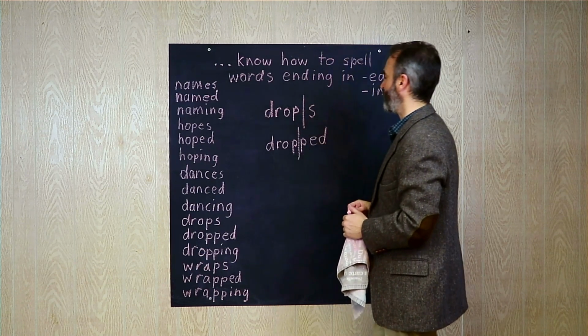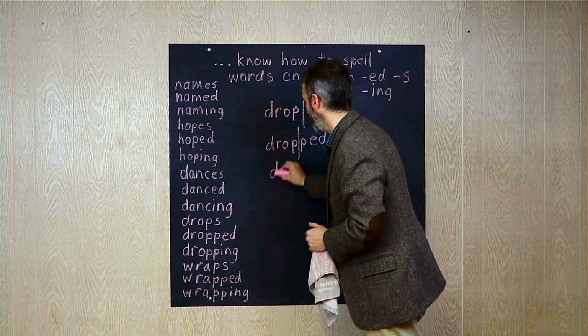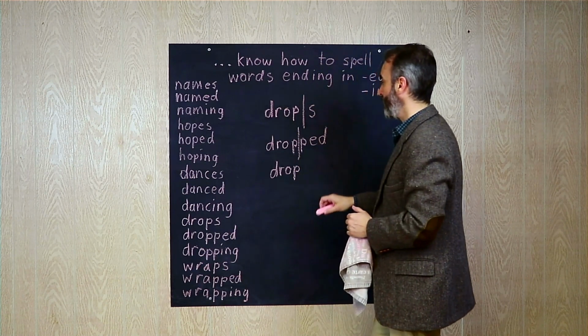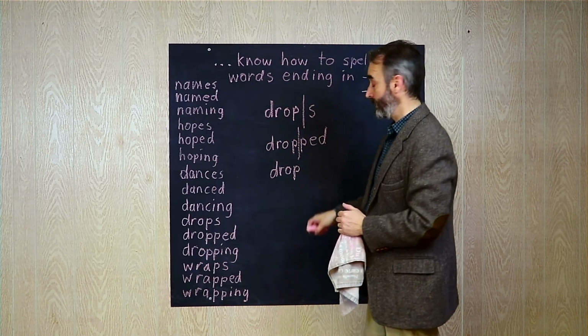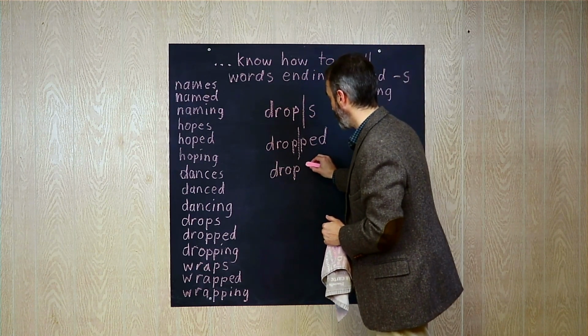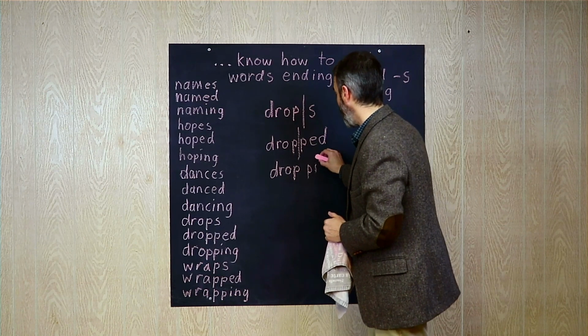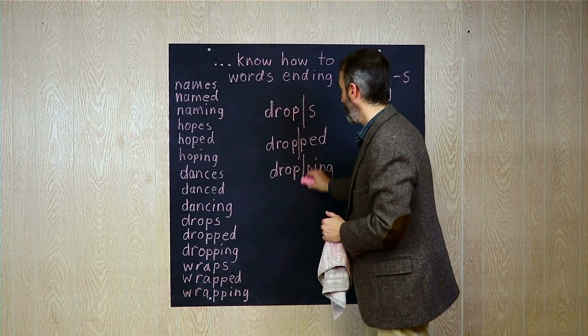And we'll draw a line there. Now when we're dropping, there's a drop. Now we don't just add an ing at the end, because we can see that that's a consonant. So we add another consonant that's the same, and then do I, N, G, and that's how you spell dropping.